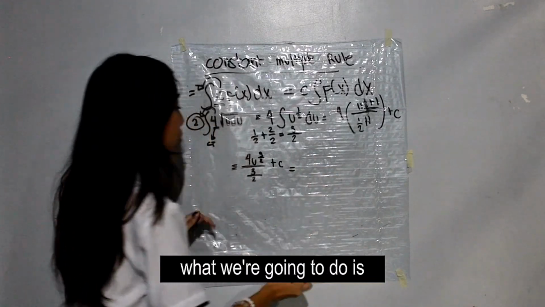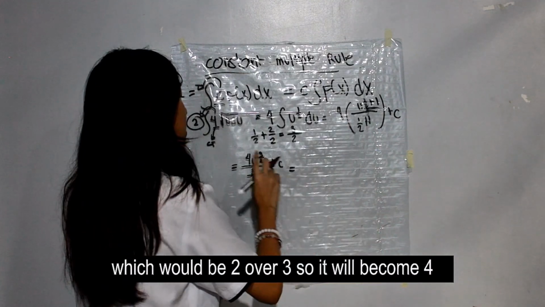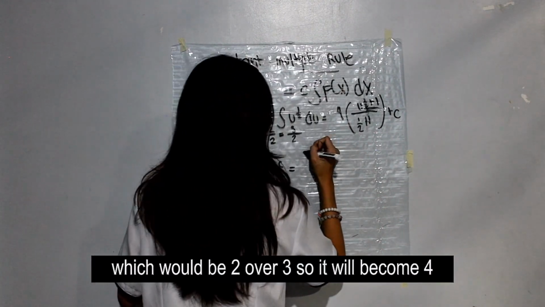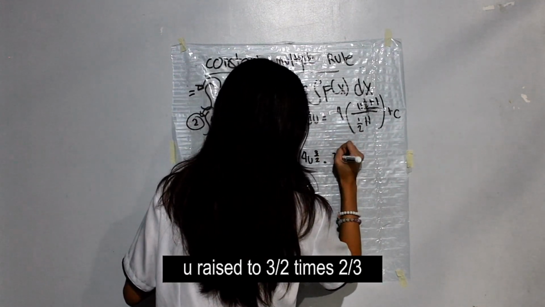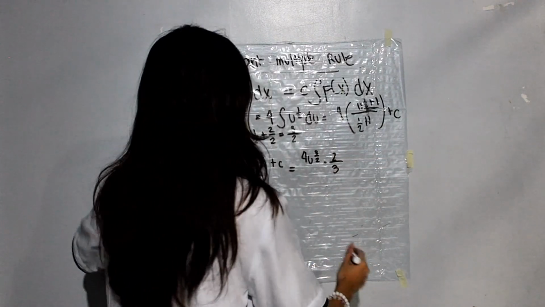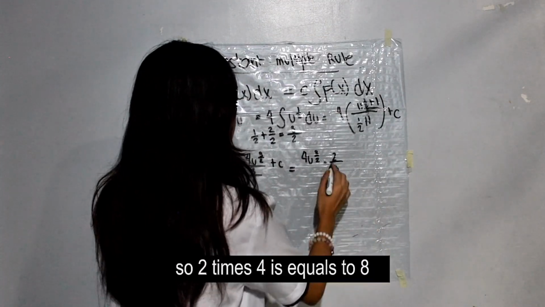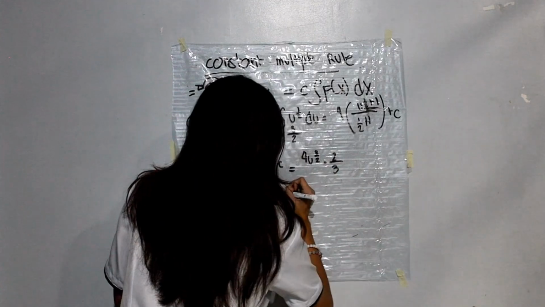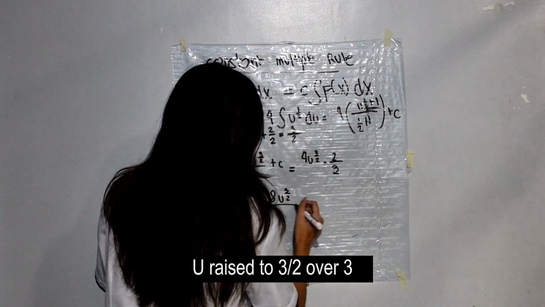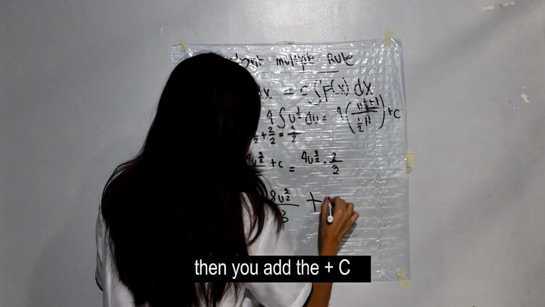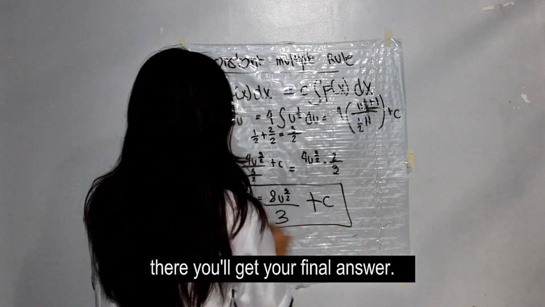So now what we're going to do is multiply the 3 over 2 by its reciprocal, which would be 2 over 3. So it will become 4u raised to 3/2 times 2/3. So 2 times 4 is equal to 8u raised to 3/2, then you add the plus c, and there you'll get your final answer.